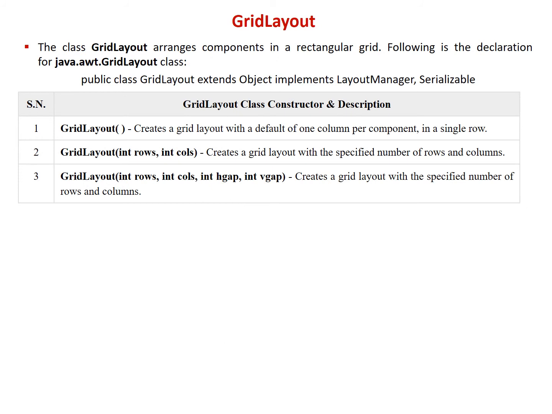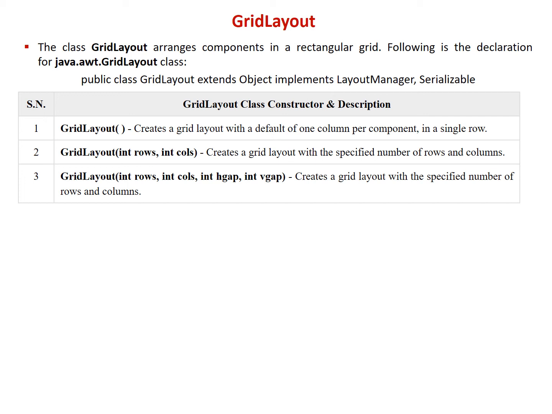GridLayout. The class GridLayout arranges components in a rectangular grid. Following is the declaration for java.awt.GridLayout class. Public class GridLayout extends Object, implements LayoutManager and Serializable. Constructors of GridLayout. The first one creates a layout with a default of one column per component in a single row.